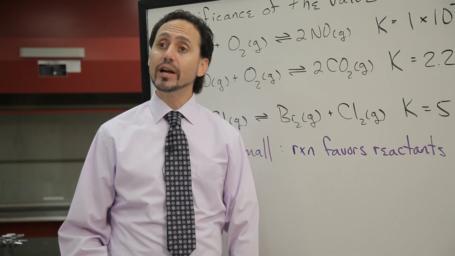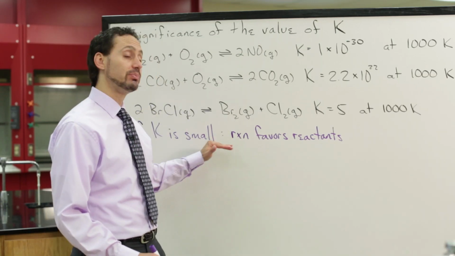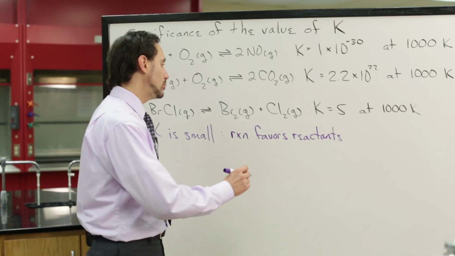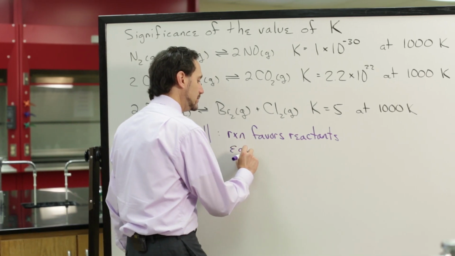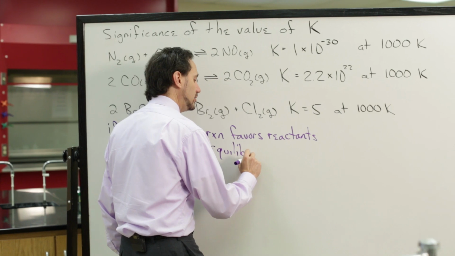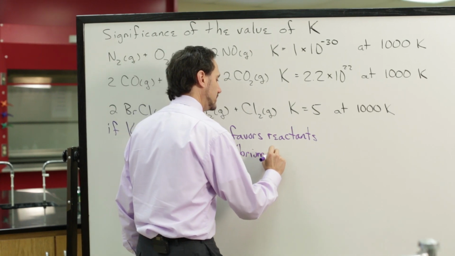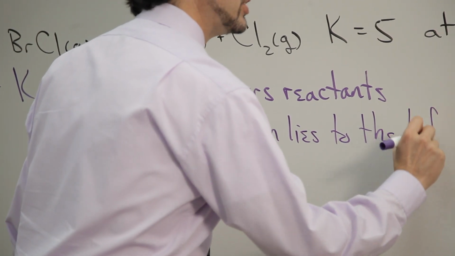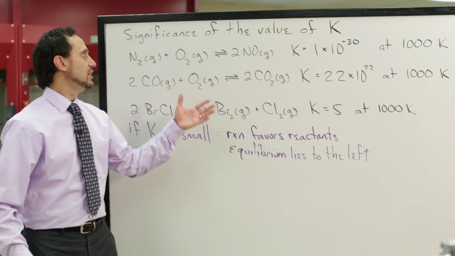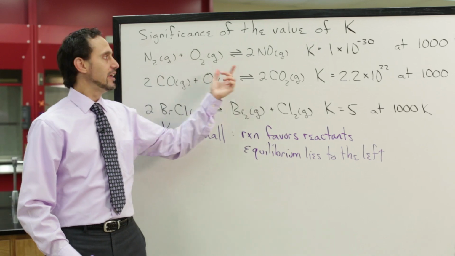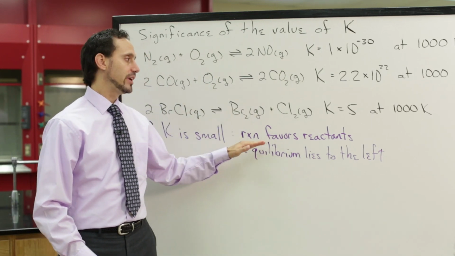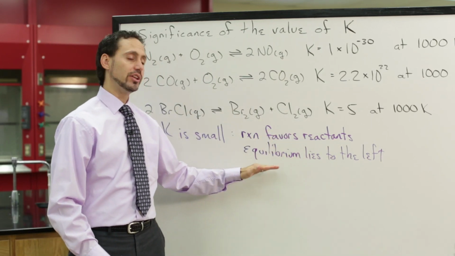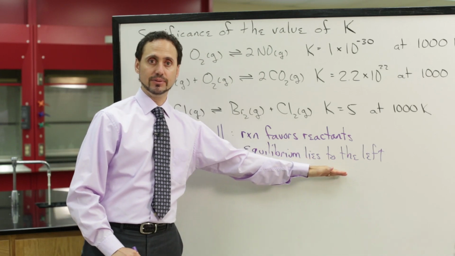So we see with a very small value of the equilibrium constant, we could say that the reaction favors the reactants. Another way a chemist would talk about an equilibrium with a small equilibrium constant is we would say that the equilibrium lies to the left. This is just another way of indicating that we have more of the reactants and very little of the products. A reaction favors the reactants, or the equilibrium lies to the left.